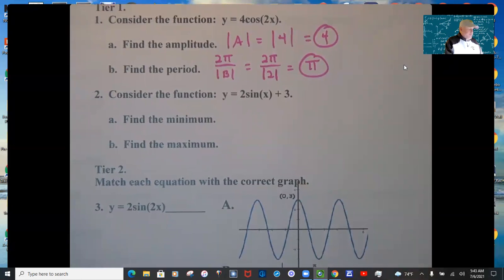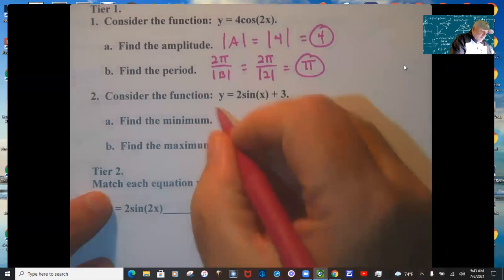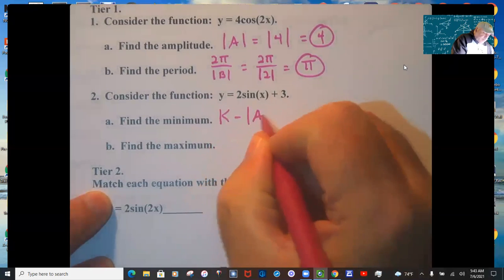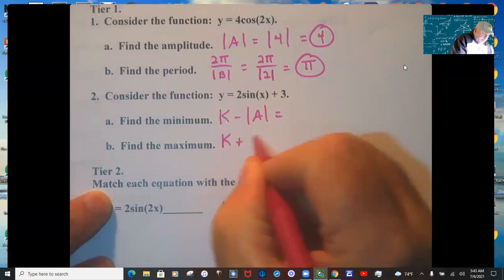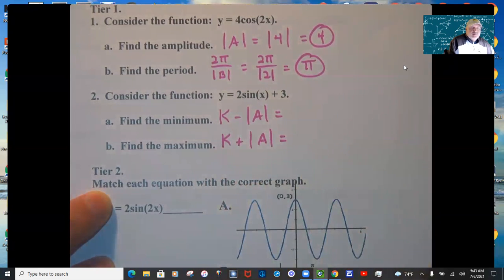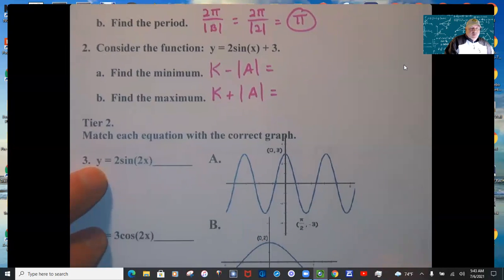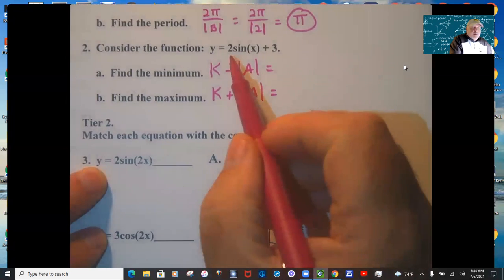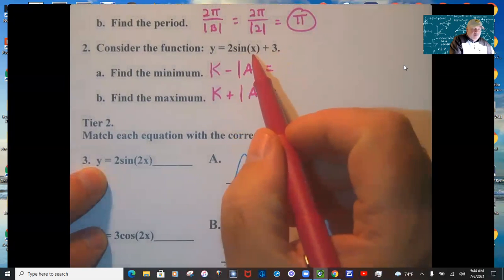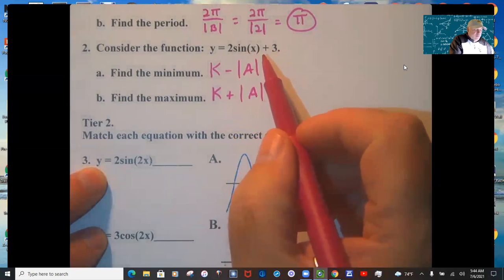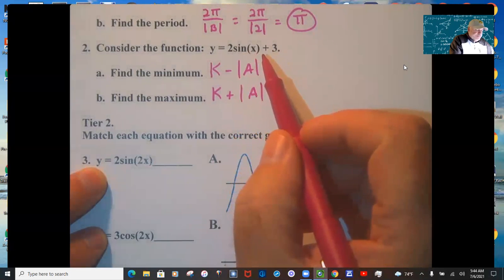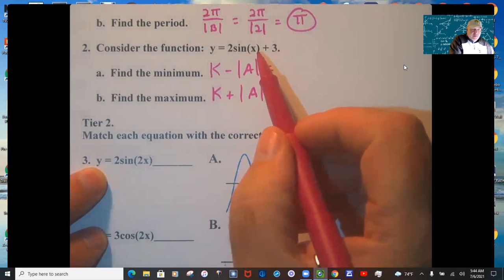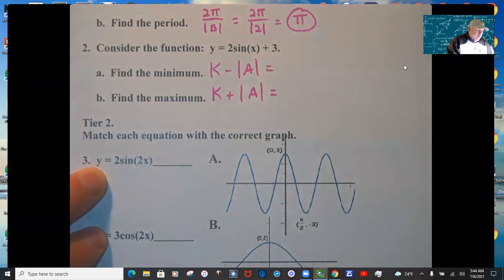Number 2, find the minimum, find the maximum. So again, look these formulas up. The minimum is K minus the absolute value of A. The maximum is K plus the absolute value of A. So A is 2, so the absolute value of 2 is 2, and then K is 3. For any particular trig function, you should be able to identify the A value that's multiplied in front, the B value that's the coefficient of x, the H value that's what's added or subtracted inside the parentheses from x, and then the K value is what is added on the end.